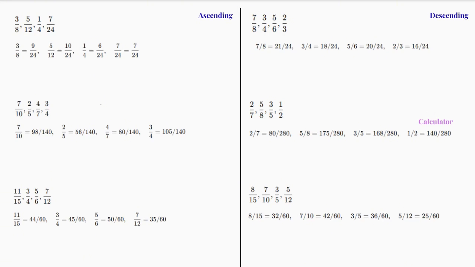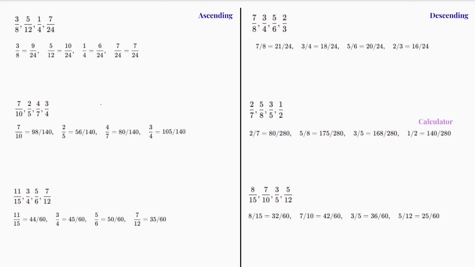So keywords: ascending means we're going to start from the smallest number up to the biggest, and descending is the opposite, so we're going to start from the highest to the smallest. So let's begin. We have 3/8, 5/12, 1/4, 7/24.